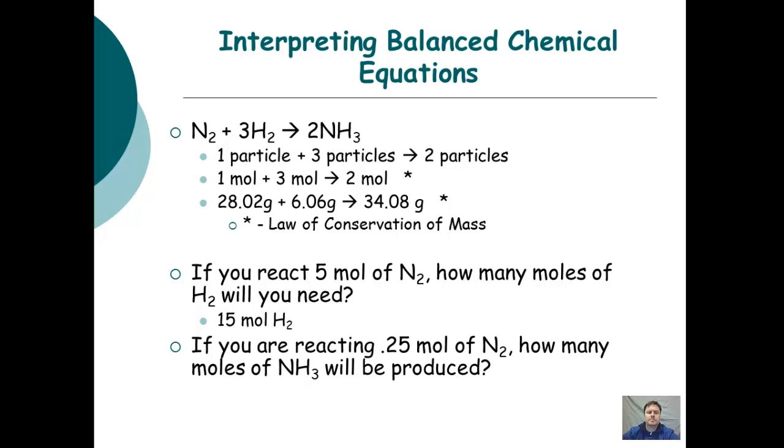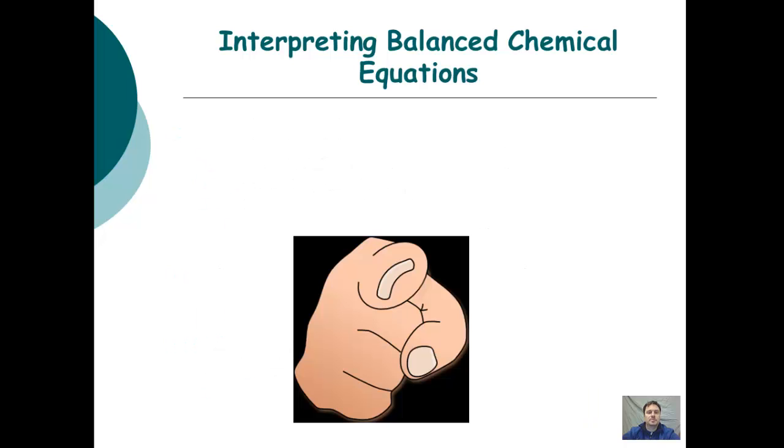Let's try another one. If we're reacting 0.25 moles of N2, how many moles of NH3 can we get? Well, it's a 1 to 2 ratio. So if we have 0.25 moles of this, we must have twice as many moles of NH3. That's going to be 0.5. Now these numbers are pretty easy. The problem comes in with what if we have 2.76 moles of N2, or some numbers that we can't easily figure out in our head. This is when stoichiometry comes in and we start setting up our problems.